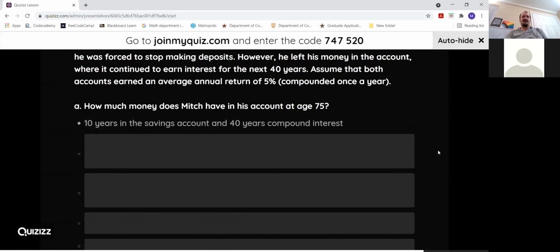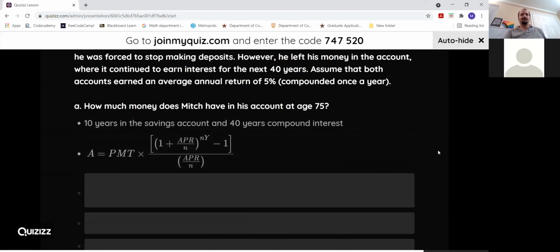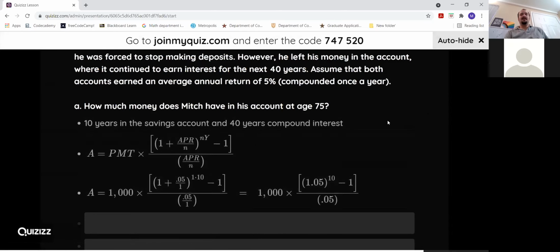10 years in savings account and 40 years compound interest. So this is the savings account. We hadn't used this formula yet, but it is basically the same formula with this fraction flipped. So I'm plugging in $1,000 for my payment. I'm plugging in 0.05. Dividing by 1 is not really doing anything. Multiplying by 1 here isn't really doing anything. So I think I clean this up a little bit.